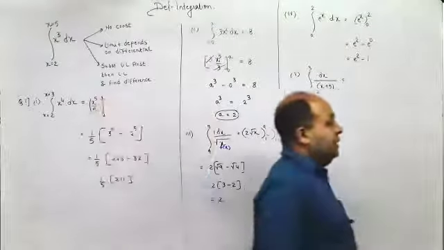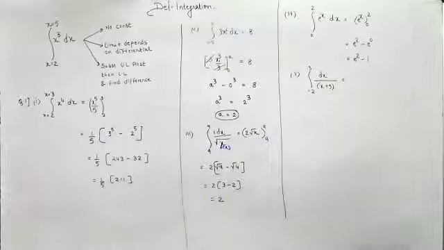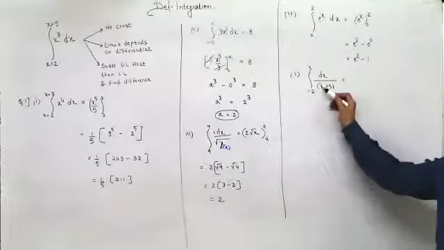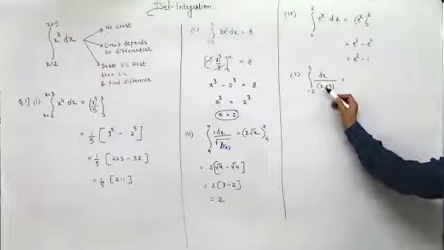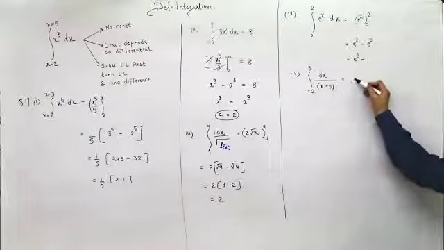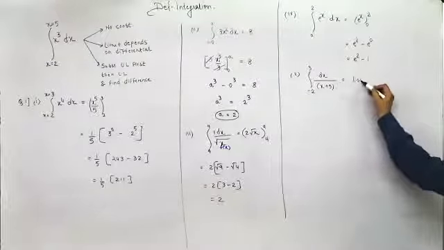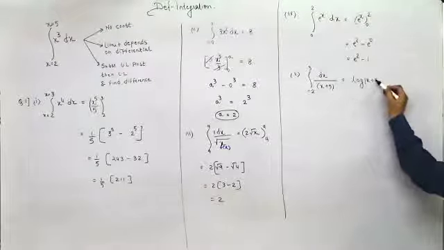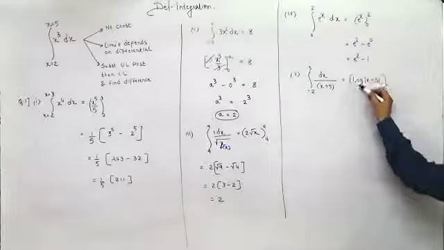Now dx upon x plus 5 is what? Here I can treat this as x term. This is x term which is linear, so I can treat it as x. 1 upon x would be log x plus 5 between minus 2 and 3.